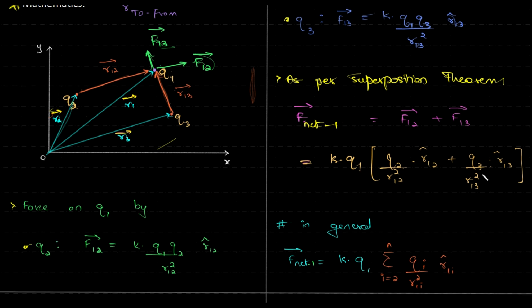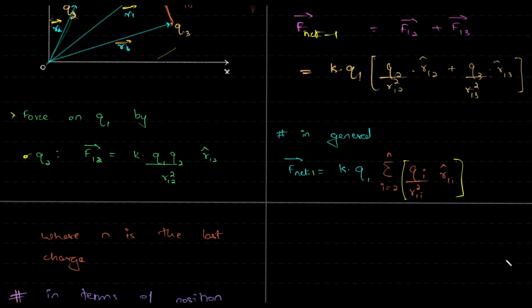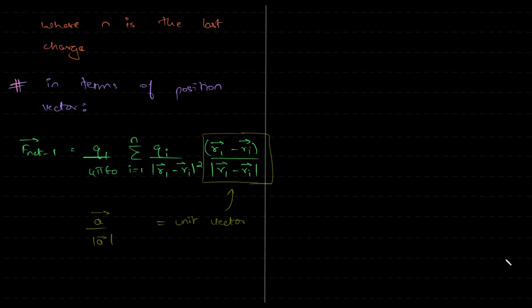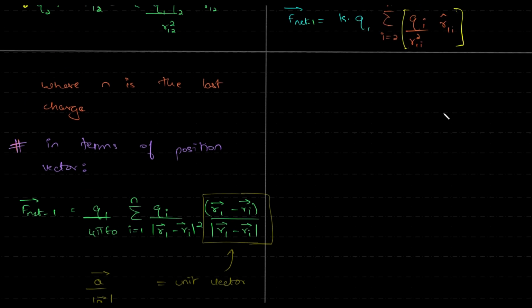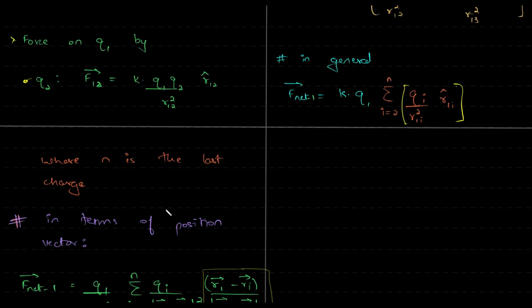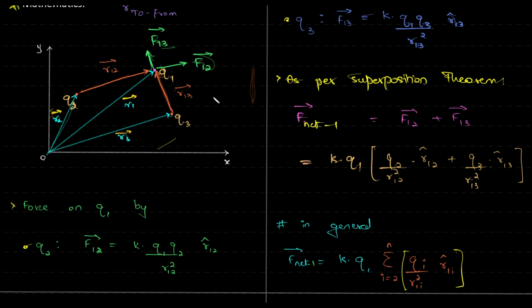So in general, if we have more than two charges, the pattern will change to this. Is it not? And what if we want it in terms of position vectors? Quite simple. All we have to do is, in place of R1I, write R1 minus Ri. Like in place of R13, I can write R1 minus R3.